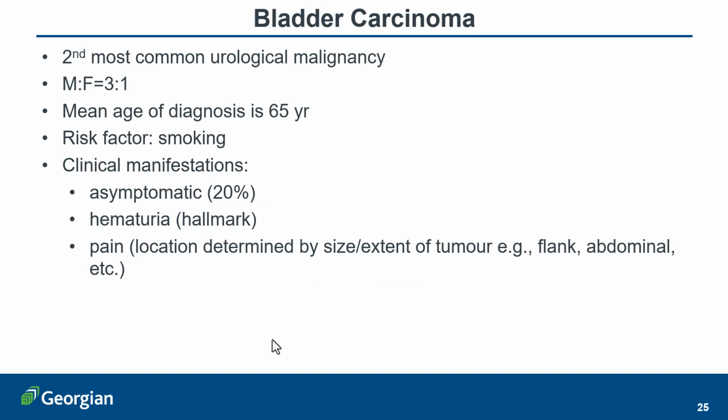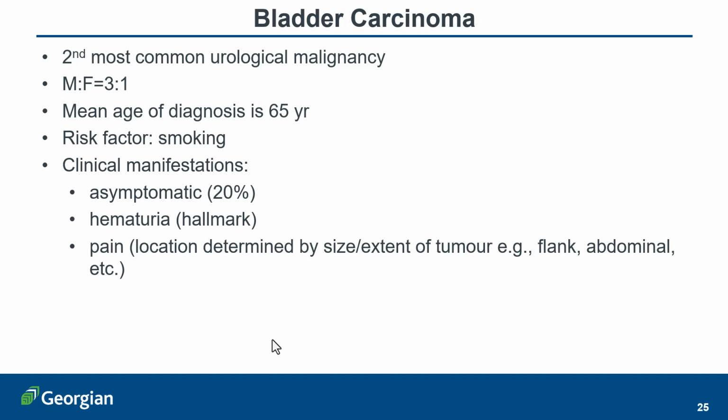The other one, in terms of the urinary system, would be bladder carcinoma. It's the second most common urological malignancy. In terms of the epidemiology, it does affect males far more commonly compared to females, a 3-to-1 ratio. The mean age of diagnosis is 65 years, so age is a risk factor, but it's a risk factor for most cancers, as we know. The only really identifiable risk factor for bladder carcinoma is smoking.